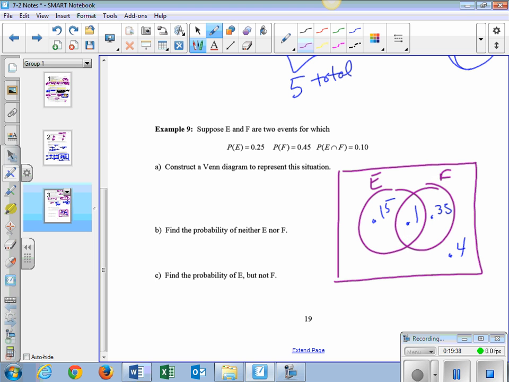Find the probability of neither E nor F occurring. That probability would be what's on the outside, so that's 0.4. Find the probability of E but not F occurring. The probability of E but not F would be 0.15. So keep in mind that yes, you can use your Venn diagrams for probabilities. I'm a visual person, so that's what I like to do as well.